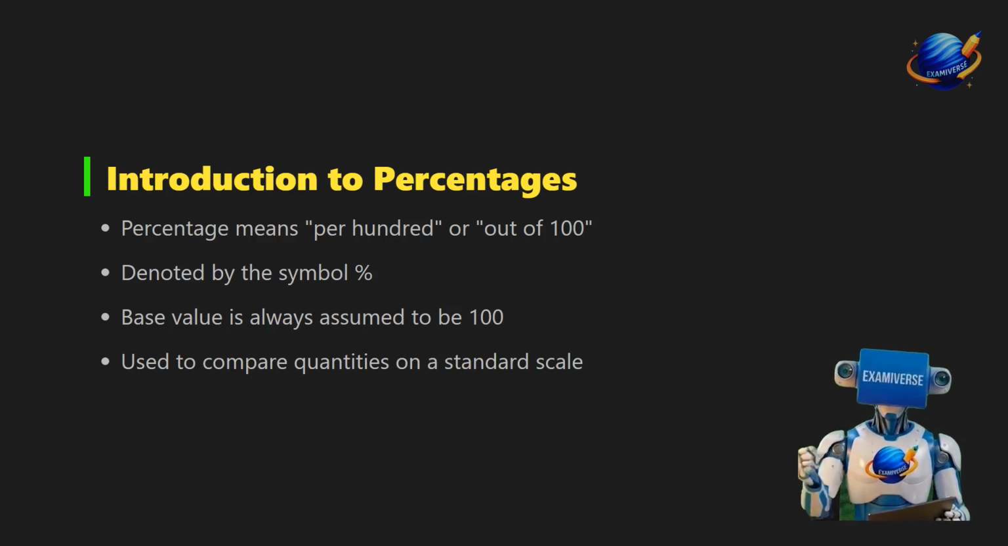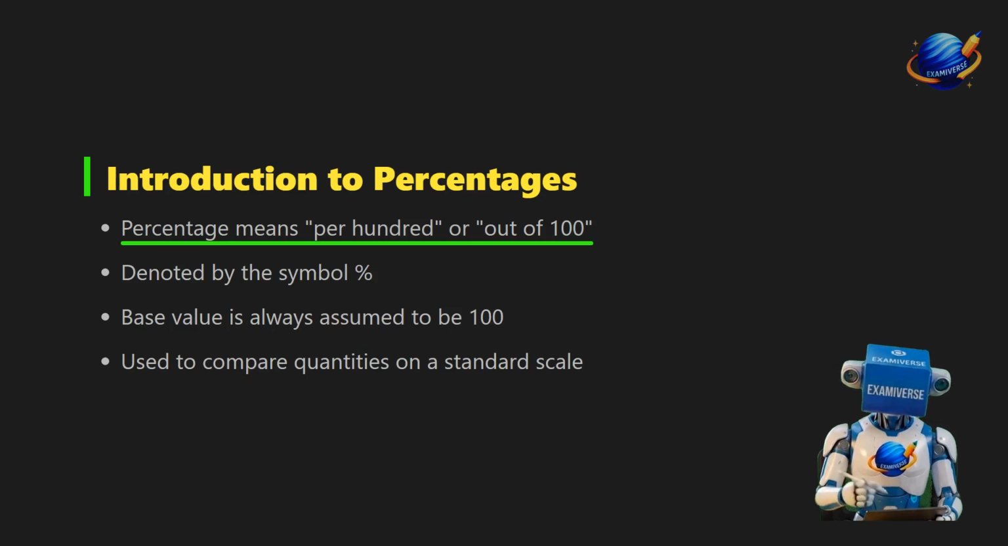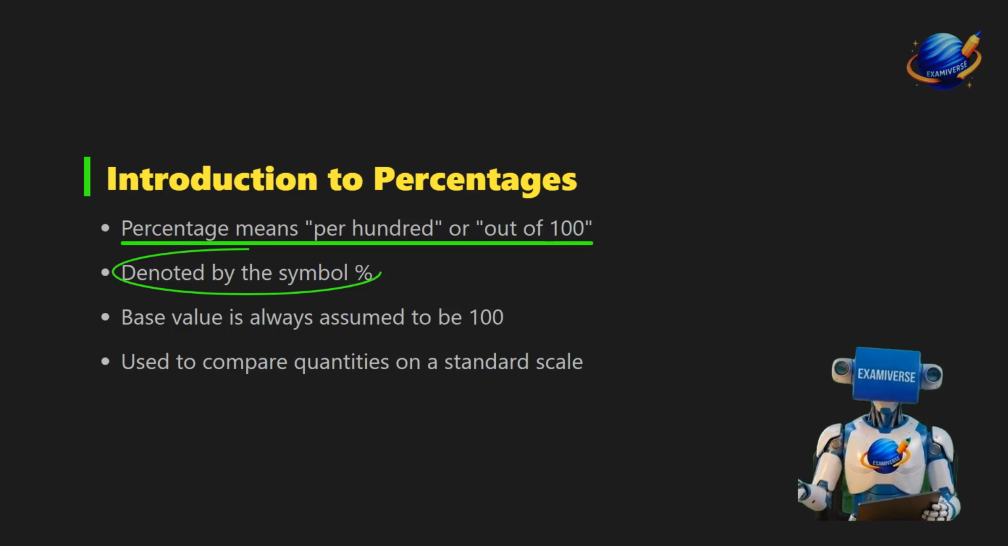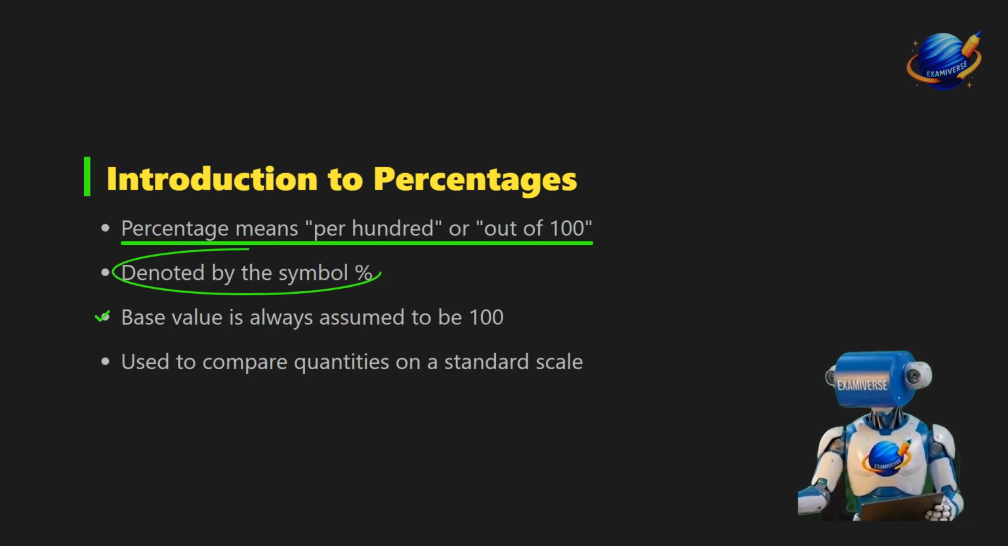Simply put, percentage means per 100 or out of 100. The word itself comes from the Latin percentum. Whenever you see a number followed by the percentage symbol, it's just a fraction with a denominator of 100. For instance, 20% literally means 20 out of 100. In all our calculations, the base value is always assumed to be 100. This is your anchor fact for this topic.